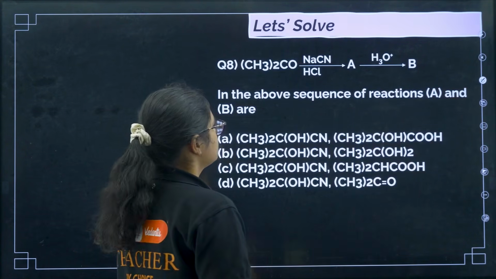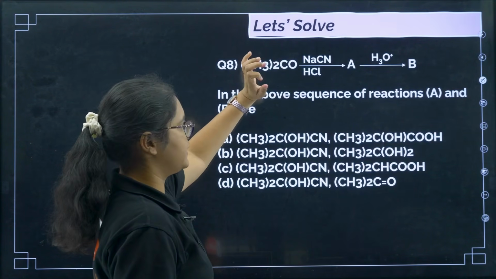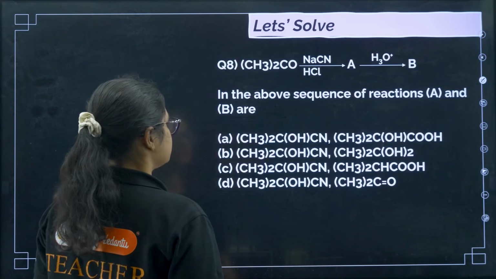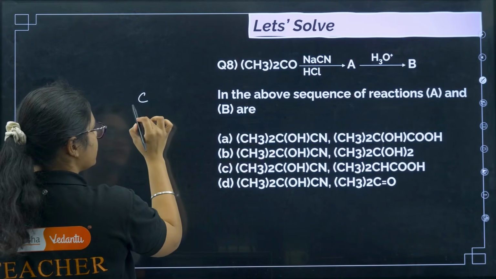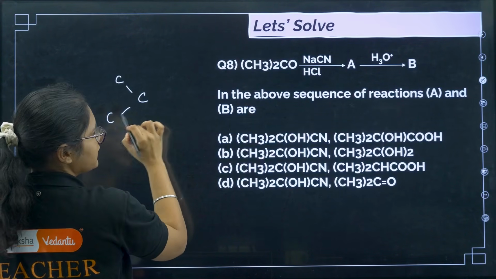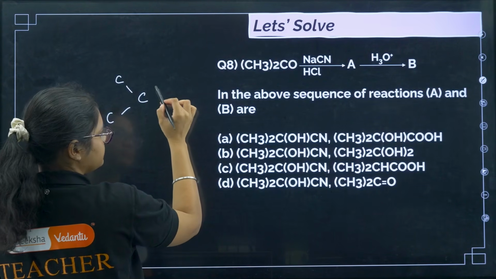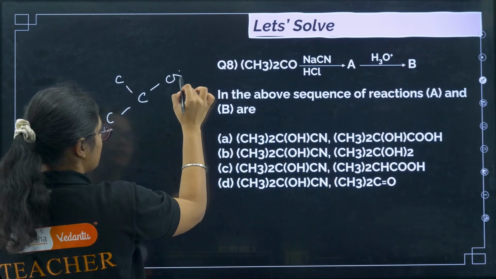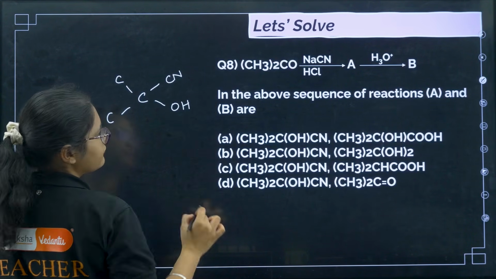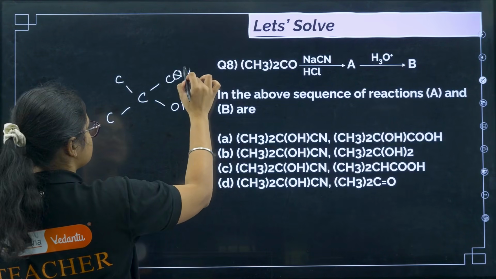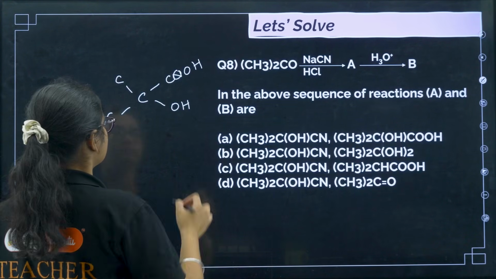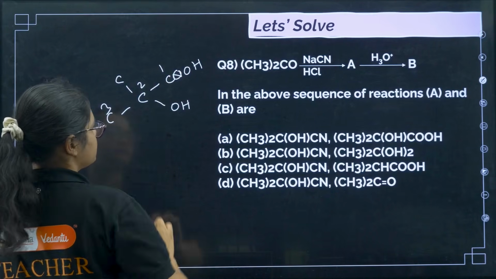Next question: CH3 with NaCN and HCl, and then you are doing HCl. After you treat with this one, you will get CH3, CH3, then you will get CN and OH. After you do hydrolysis, here you will get COOH. So what will be the name? You can name it like this.